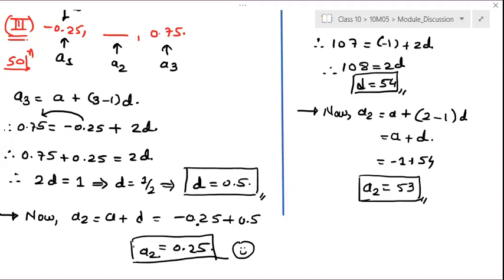Okay, so let us see the next question now. Question number 3. Which term of the AP is minus 21? आपको एक term दी गई है, minus 21. Now you have to find which term it is. It is a reverse question. आपको an दिया गया है and now you need to find what is n over here. Okay, so let us see this.